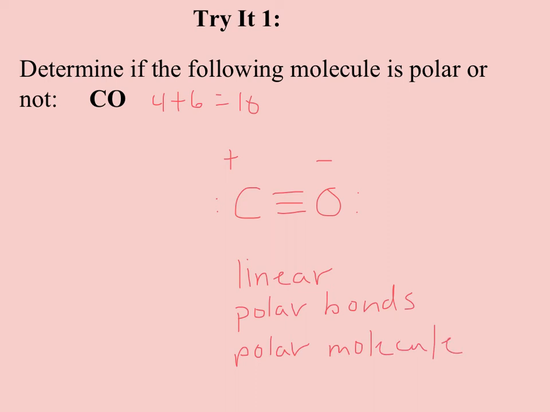So linear, if there was a second oxygen on here, a third atom like we had with CO2, in that case, that linear is going to be nonpolar. But linear gets a little tricky when it's just two atoms because the only shape two atoms can make is linear. So that could be polar or nonpolar.